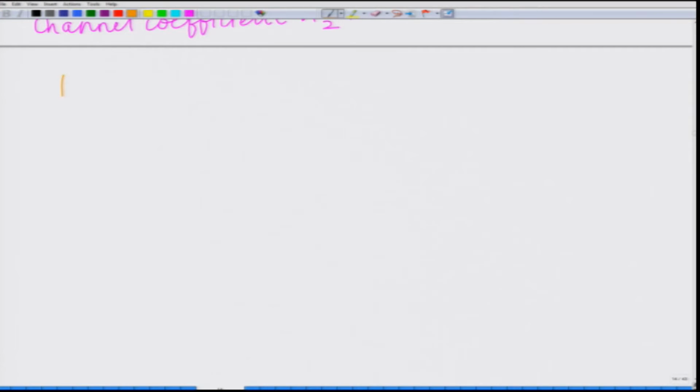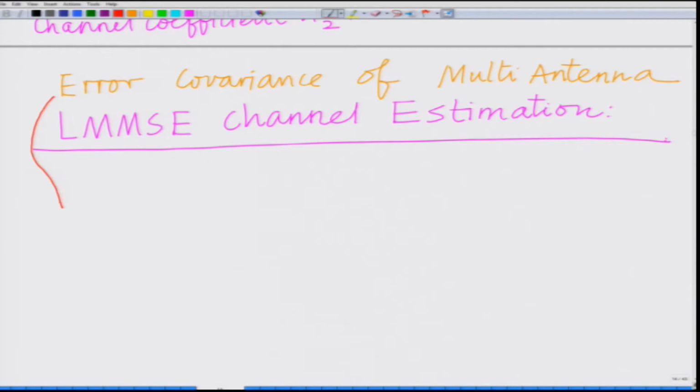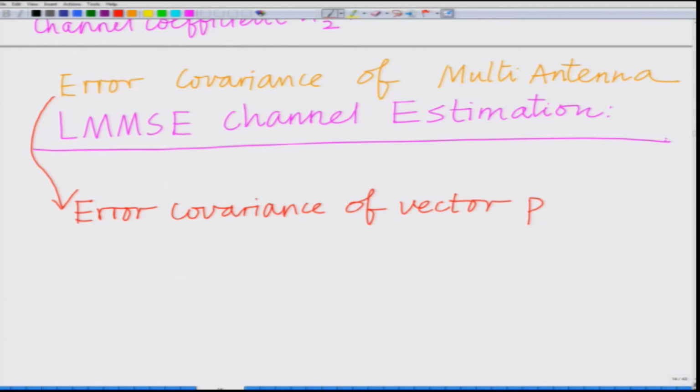So in this module we are going to derive the error covariance of multi-antenna LMMSE channel estimation, or you can also think of this basically as the error covariance for vector parameter estimation.